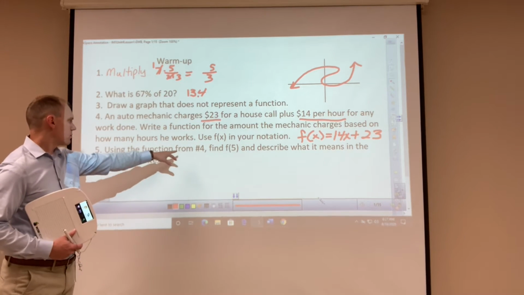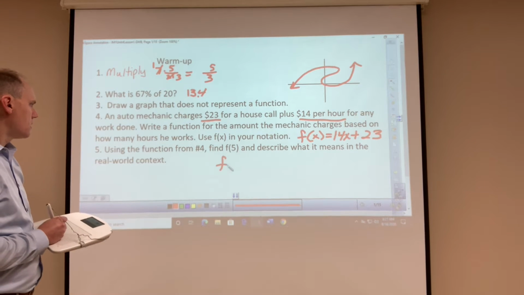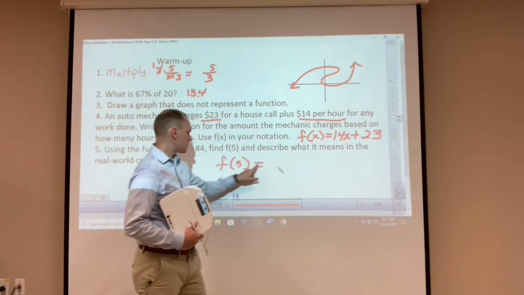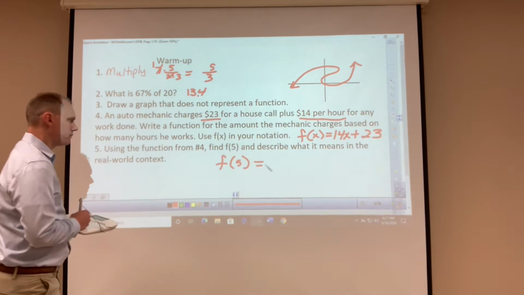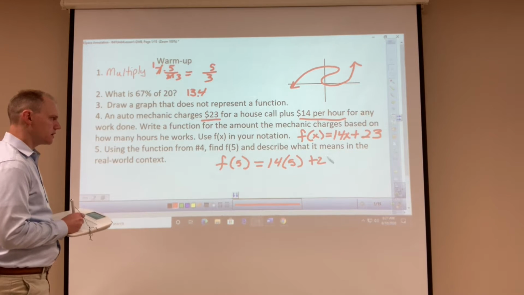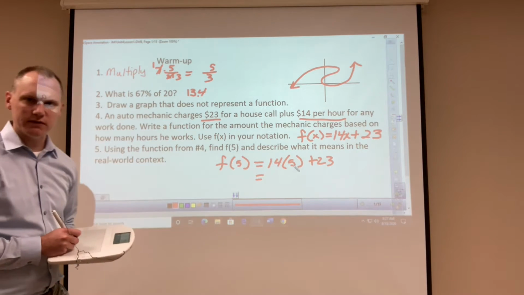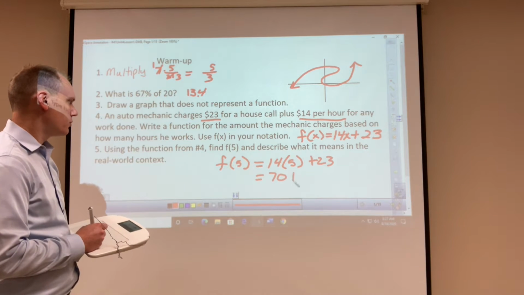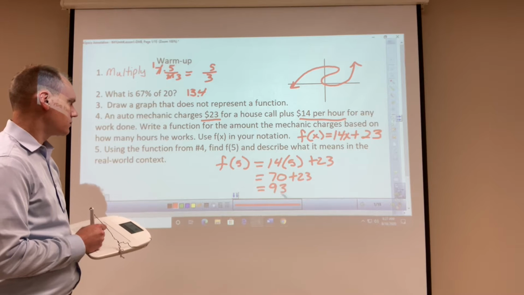Using the function from number 4, find f of 5. So we want to find f of 5. Anywhere there was an x, we're going to put 5. Okay, so f of 5 is replace all the x's with 5. So 14 times 5 plus 23. So 14 times 5, let's see, 10 times 5 is 50. 4 times 5 is 20. Add those together, you get 70 plus 23 equals 93.